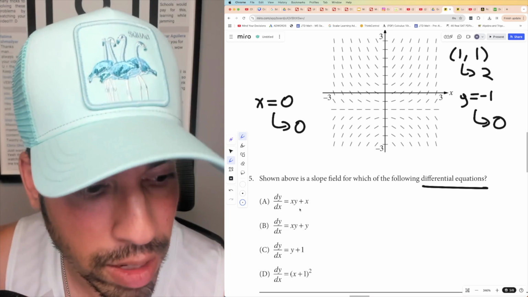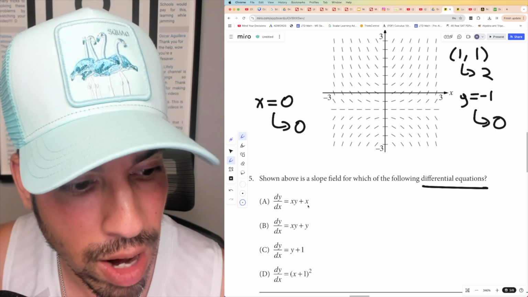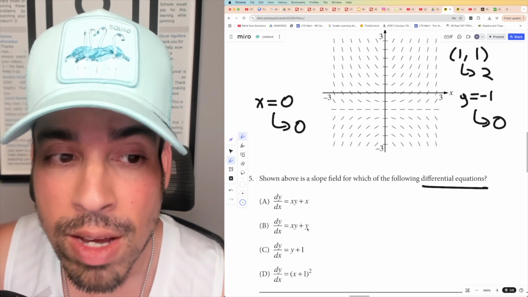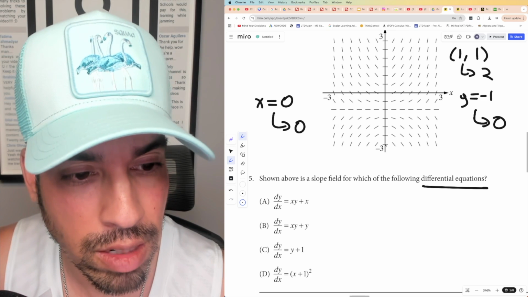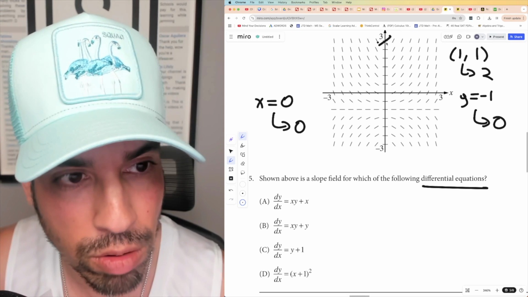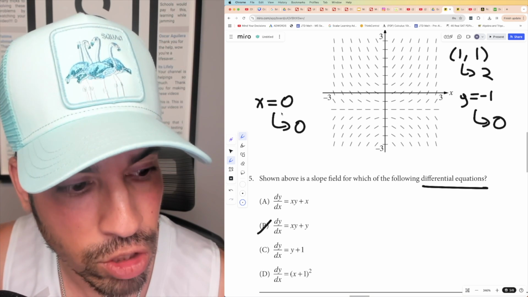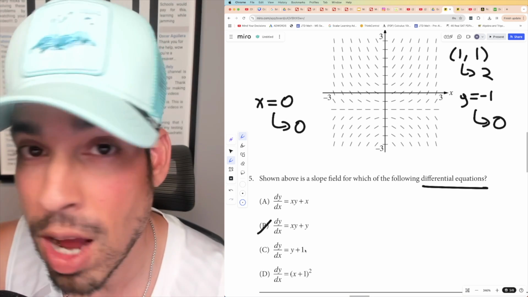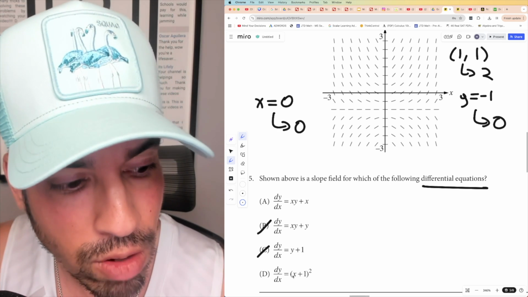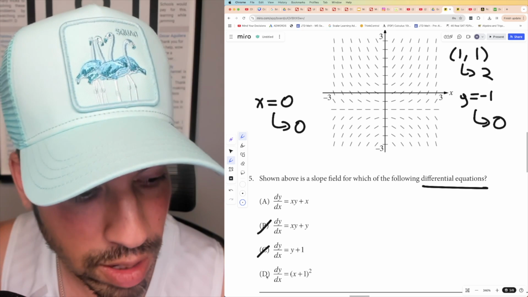Now we're going to look back at these choices. So here, when I plug in 0 for x, I get y. That's a problem because the slope wouldn't be flat if I've got a y left over, so we can eliminate B. Here, if I've got 0 for x, I'm getting a slope that's y plus 1. Again, that's wrong, right? I need a slope of 0. And then down here, if I plug in 0, I get 0 plus 1 squared, which is 1. That's out as well.